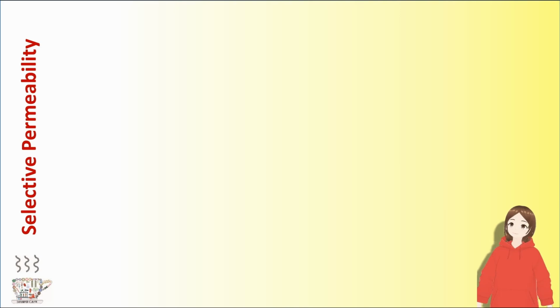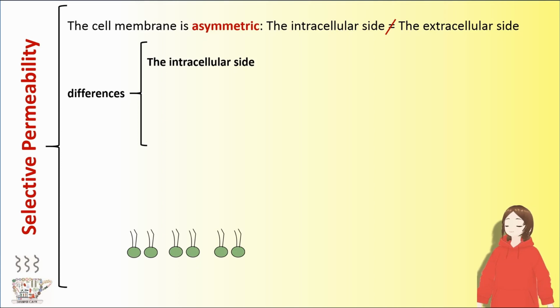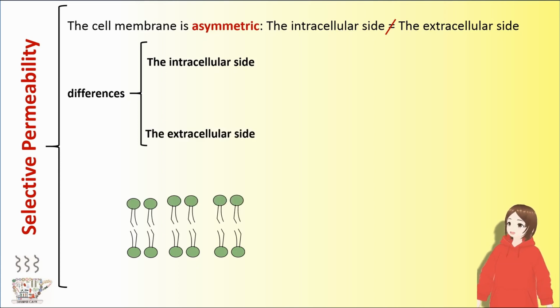Selective permeability. Okay, the cell membrane is asymmetric. It means the intracellular side is not identical to the extracellular side of the membrane. There are differences between the intracellular side and the extracellular side.